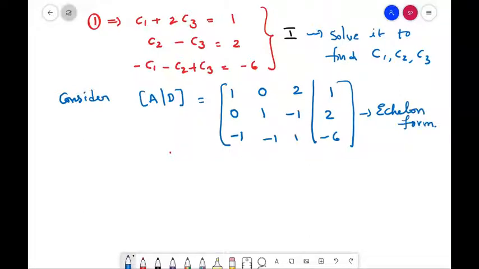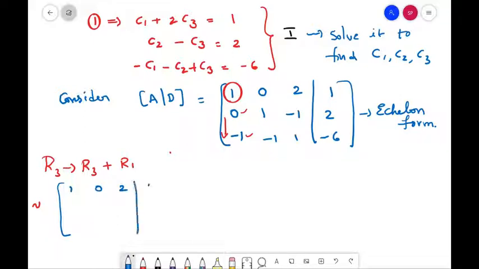So what are the pivot positions? Let us mark the pivot positions. This is a pivot position. In the first column, then we have to make these two zero. This is already 0, so minus 1 we have to make 0. So for R3 plus R1, this matrix is transformed to 1, 0, 2, 1, 0, 1, minus 1, 2, minus 1 plus 1, 0, minus 1 plus 0 is minus 1, 1 plus 2 is 3, and minus 6 plus 1 is minus 5.